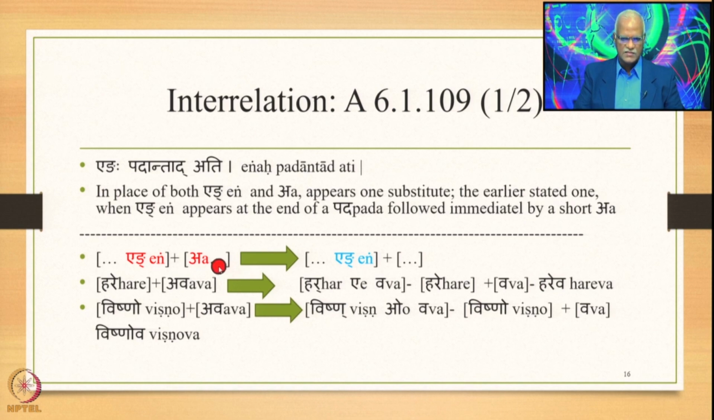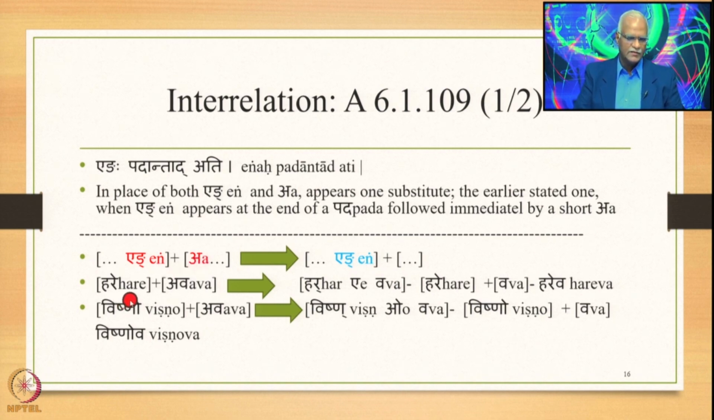Then in this case, the Sutra 61109 would apply, and the output generated would be ing. That's all, and this a is not there. So we have only ing. So ing is one substitute in place of ing plus a. And the concrete examples are of this kind.